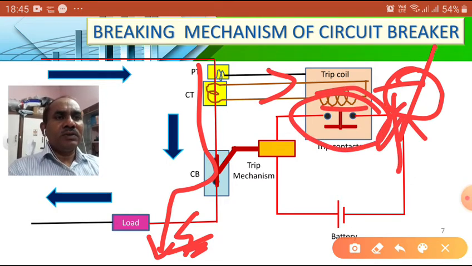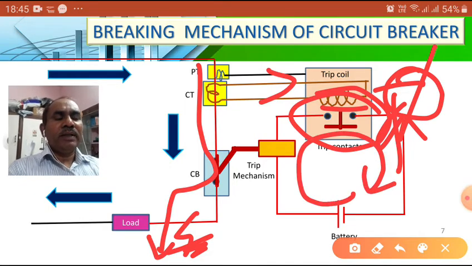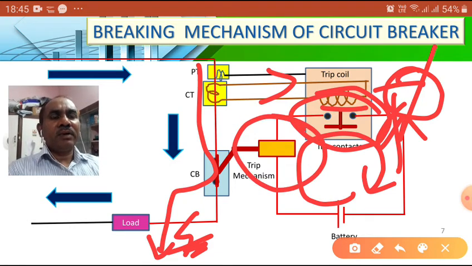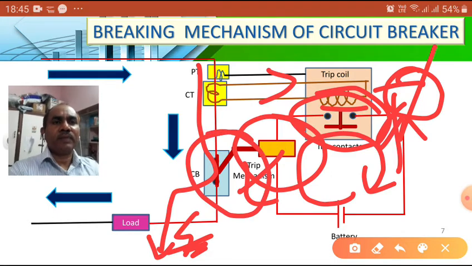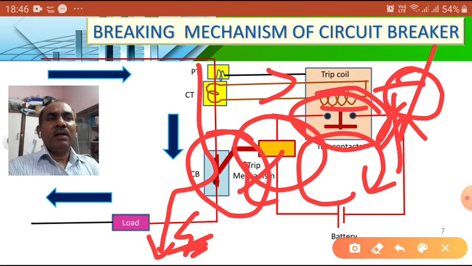Once the trip contact closes, the battery comes into the picture. Then the electrical energy given to the mechanism makes the mechanism operate to open the circuit breaker. Once the circuit breaker opens, the arc comes.